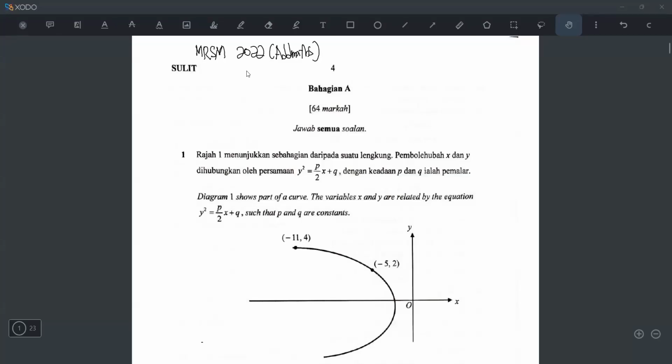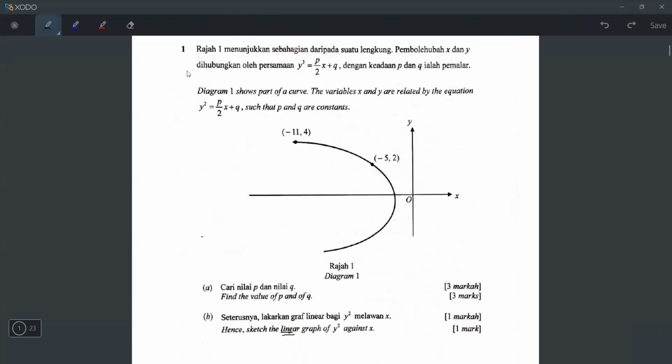Okay, let's go. This video, I'm doing the MRSM trial paper for Addmaths in 2022. So let's not waste any time and let's start. Okay, number one, diagram one shows a part of a curve. So this is a curve. So the variables x and y are related by this equation.